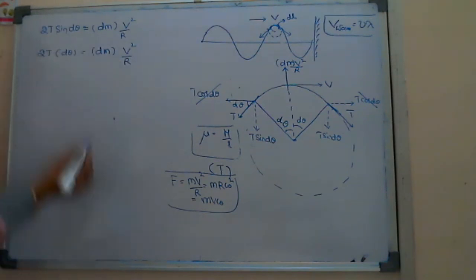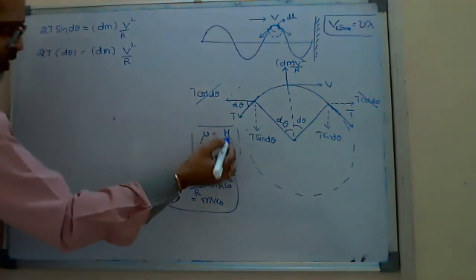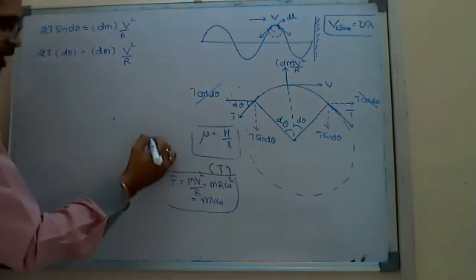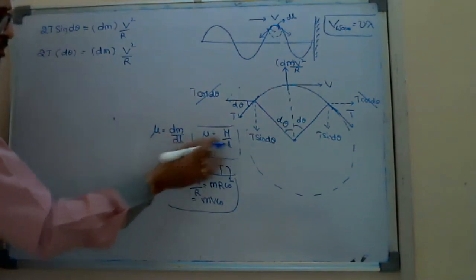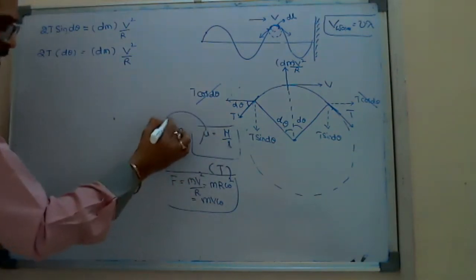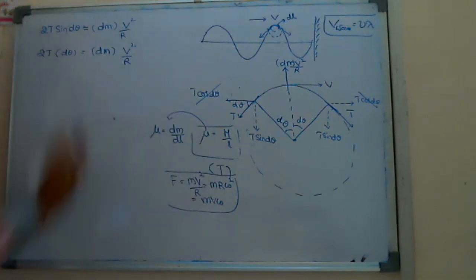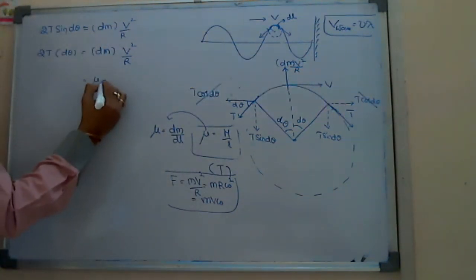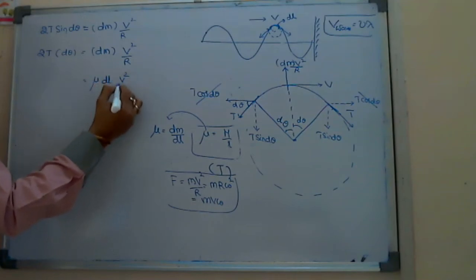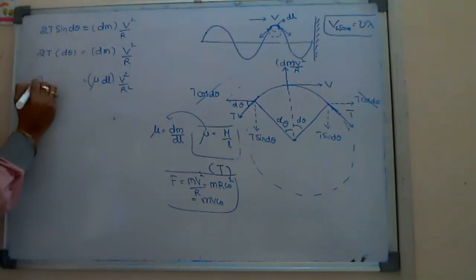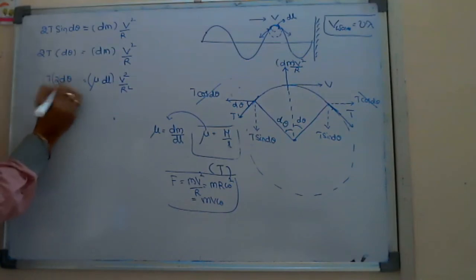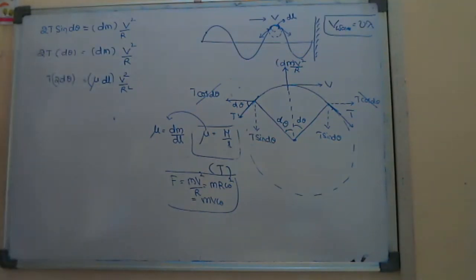Okay. So whatever I told here, mu is equal to m by l. In differential form, we write mu is equal to dm by dl. The same equation. So dm, I can write as mu into dl now. So here I write mu into dl into v square by r, replacing dm with mu into dl, and this is 2T d theta. Better you take 2 into T into 2 theta, right?